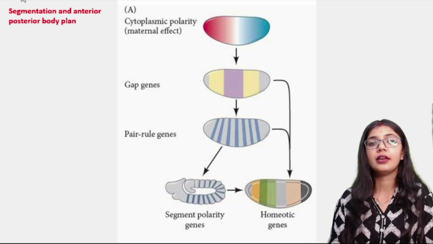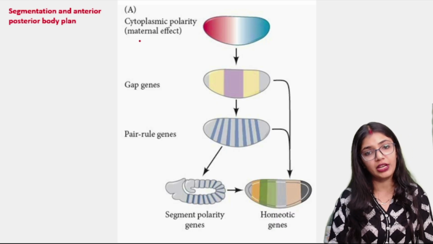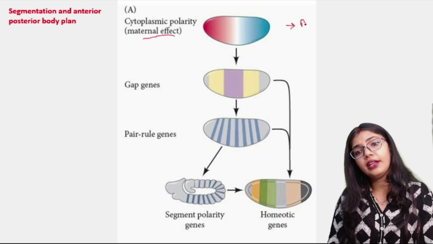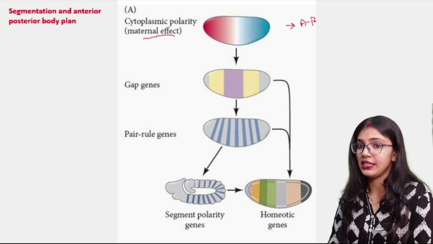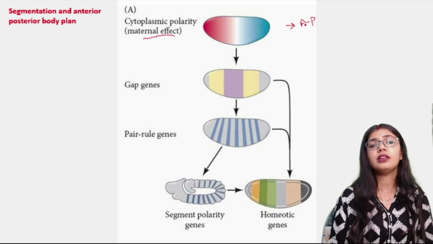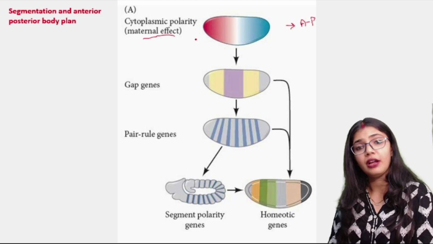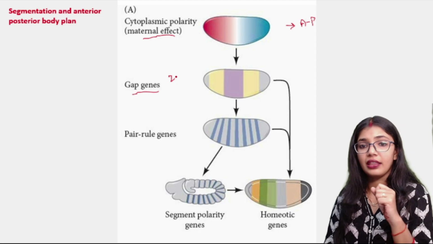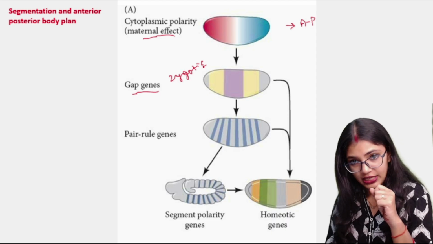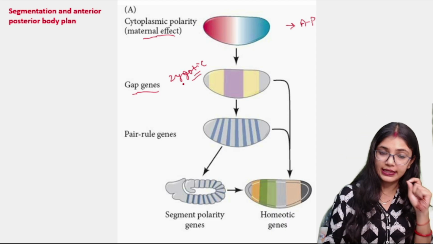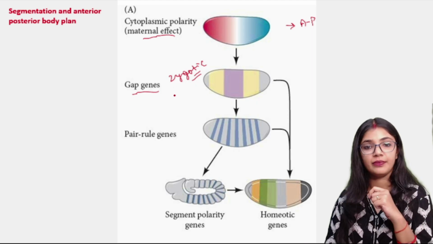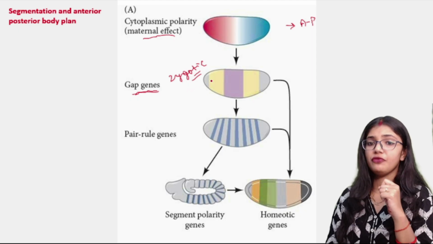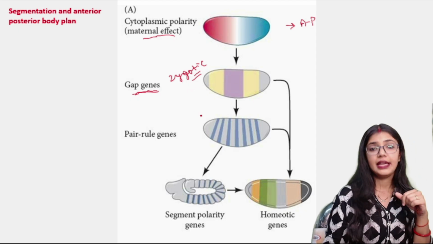So what happens here is cytoplasmic polarity, that means maternal effect. In this case, the anterior and posterior axis formation is decided, and some of the maternal effect genes help in the expression of gap genes, which are zygotic genes. These zygotic genes are being synthesized by the maternal genes, okay. Next, the first zygotic gene is the gap gene, which is responsible for creating some of the gaps.